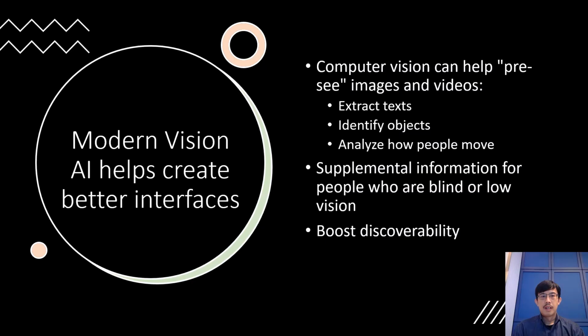Vision. Now, let's take a look at how modern vision AI can help create better interfaces that pre-see images and videos before the user sees them. Azure Cognitive Services can extract text from images, identify objects, and even analyze how people move in videos.